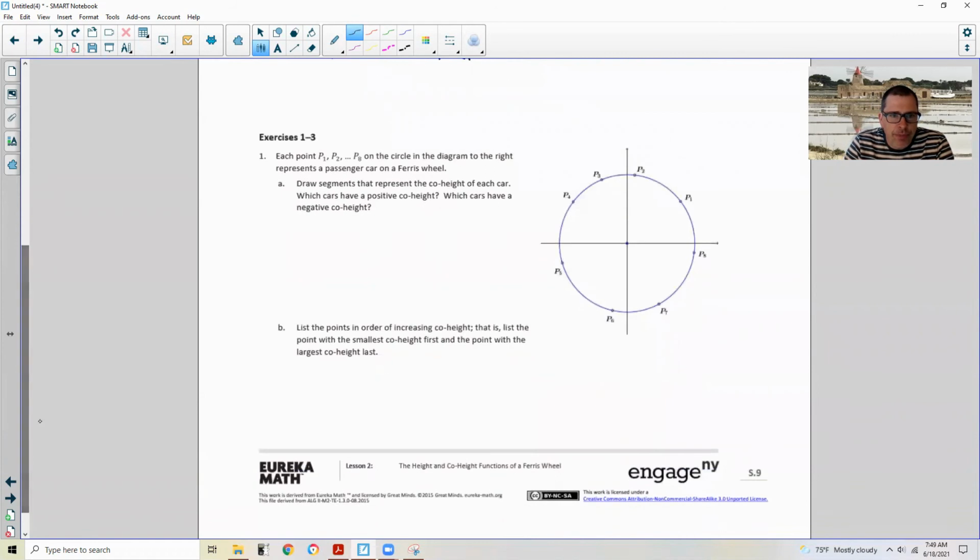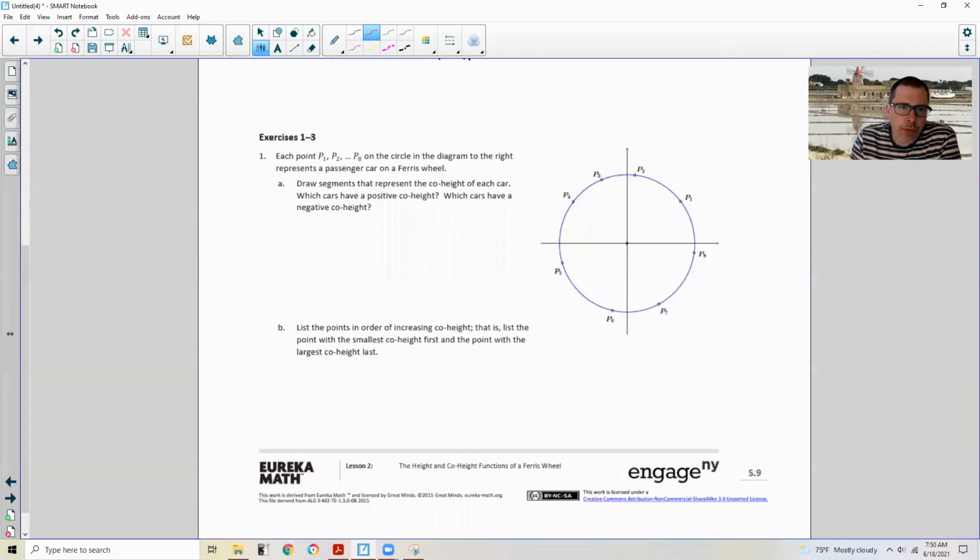Okay, so anywho, exercises 1 through 3, each point 1, point 2, point 3, P4, P5, P sub 6, P sub 7, P sub 8. On the circle in the diagram to the right represents a passenger car on the Ferris wheel. Okay, so they're either not separated with the same distance between each, or we're not counting other ones that are there. It says draw segments that represent the Kohheit of each car. Which cars have positive Kohheits and which cars have negative Kohheits.